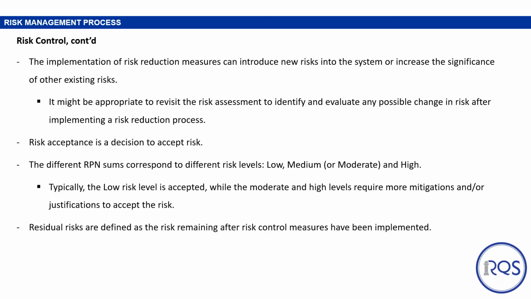Risk acceptance is the decision point to accept the risk. The different RPN sums correspond to different risk levels, such as low, medium, sometimes called moderate, and high. The low risk level is typically accepted, while the moderate and high levels typically are only accepted with further justifications of why it's okay to accept them. Residual risks are defined as the risks that remain after risk control measures have been implemented.